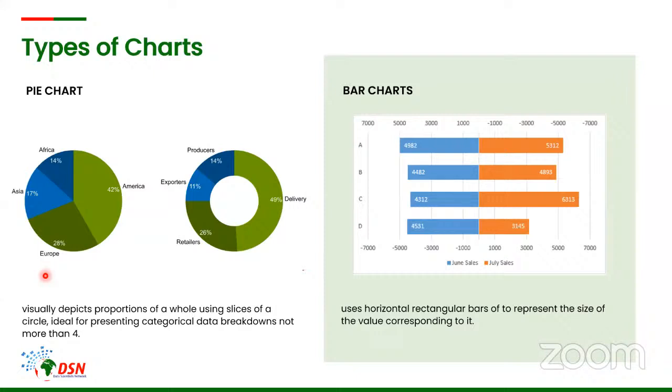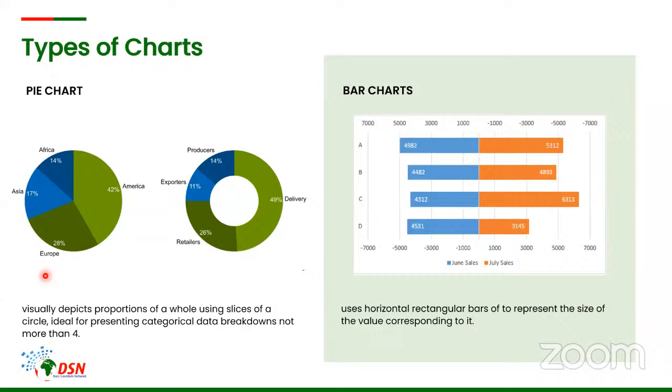So we also have bar charts. This uses horizontal bars to represent data. Like the one that you are seeing here, it is using horizontal bars to represent sales made in June, which is the one that falls to my left, yeah, it falls to our left because you're always seeing from the screen. Then the sales that are made in July fall to the right.